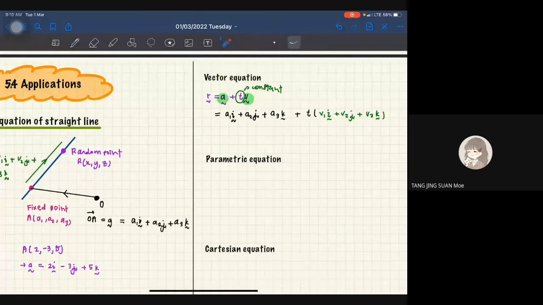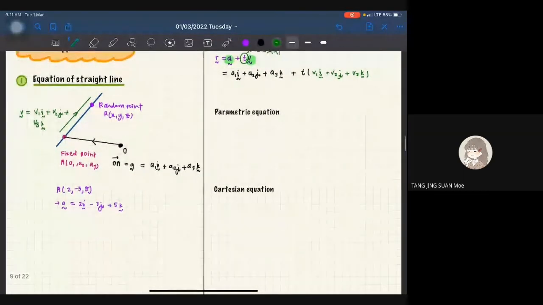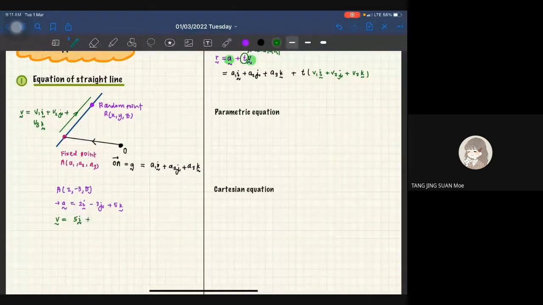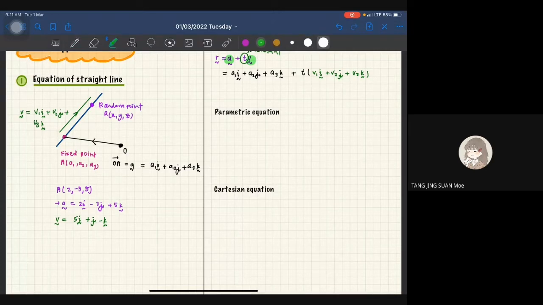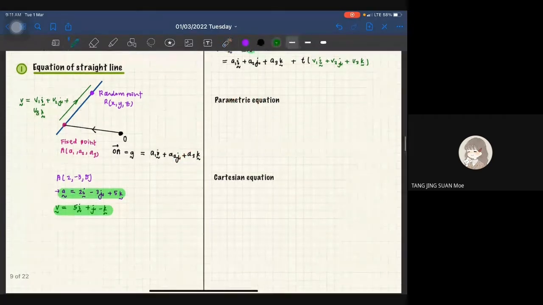So vector equation kita akan jadikan dia dalam bentuk macam ni sahaja. Okay, so contohnya awak dah ada A tadi. Okay, and then let's say your vector sekarang is equal to 5I tambah J minus K. Alright, so awak dah ada dua information penting yang mesti kita ada untuk kita dapatkan vector equation. This one and also this one. Okay, so masukkan sahaja this into this one.